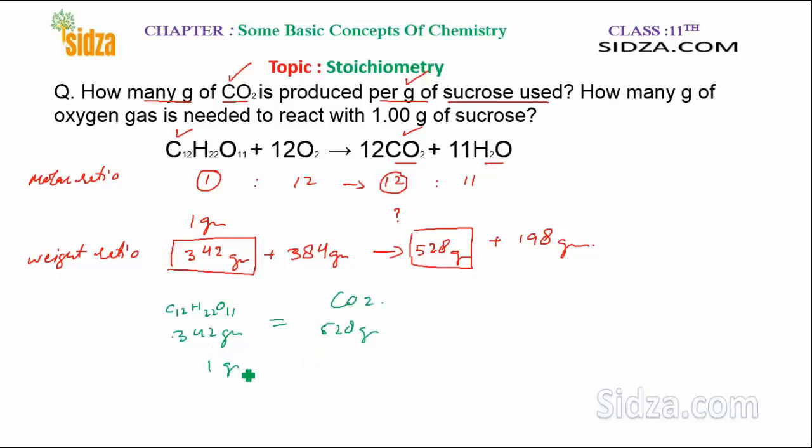So 1 gram of sucrose will produce how much of carbon dioxide? That will be 528 by 342 grams of carbon dioxide, which is equal to 1.543 grams of carbon dioxide. So from 1 gram of sucrose, you get 1.543 grams of carbon dioxide.